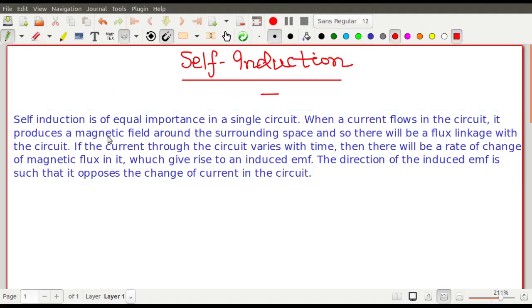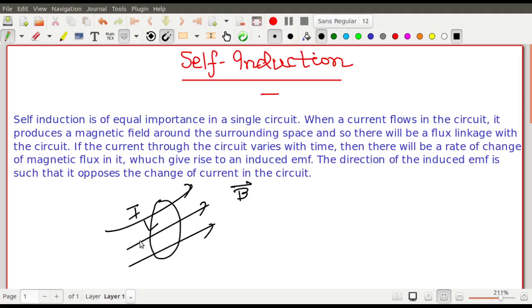Try to understand this whole phenomenon. So whatever I have written, let me try to explain it. Suppose this is a circuit over here and a current is flowing through it, right? So some current is flowing through it. Now as some current is flowing through it, from Biot-Savart's law you know that definitely there will be a magnetic field over here. Magnetic field means there are some magnetic lines of force crossing through this conductor. Is it clear what I am saying?